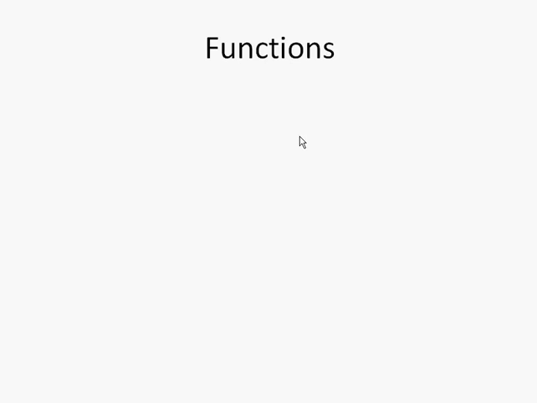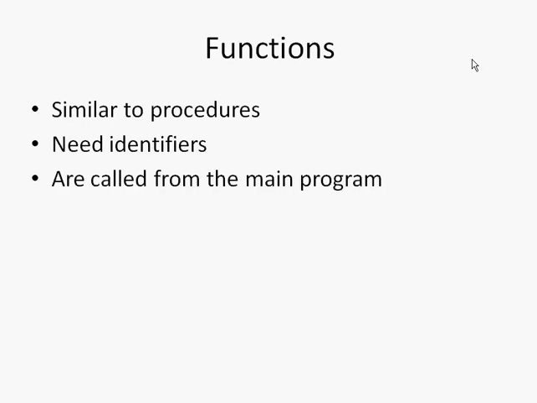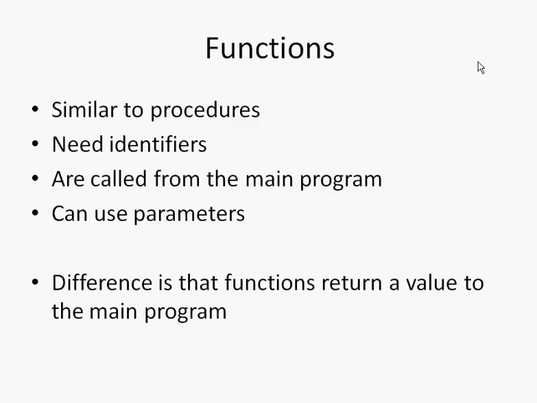So what are functions then? These are very similar to procedures. They need identifiers like procedures do. They're called from the main program just like procedures, and they can use parameters just like procedures. The main difference is that functions will return a value to the main program, so the main program can use that value that the function comes up with. So let's look at an example.